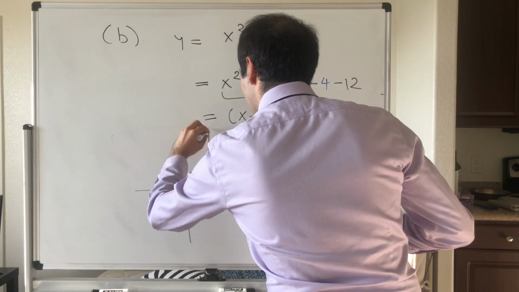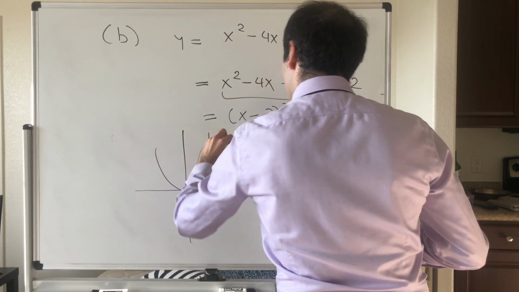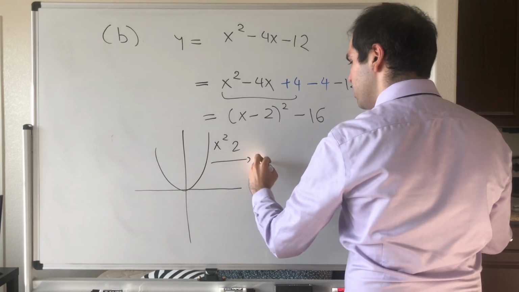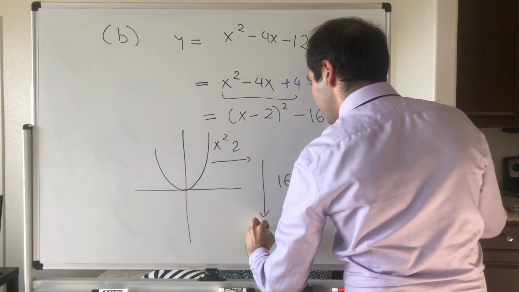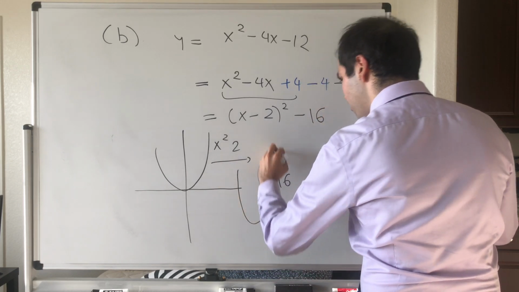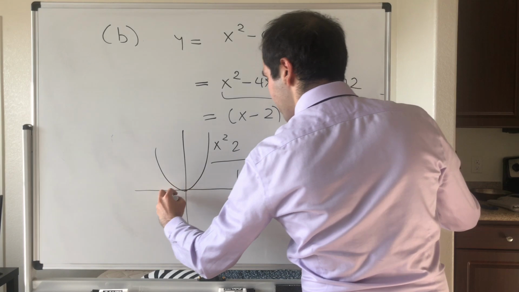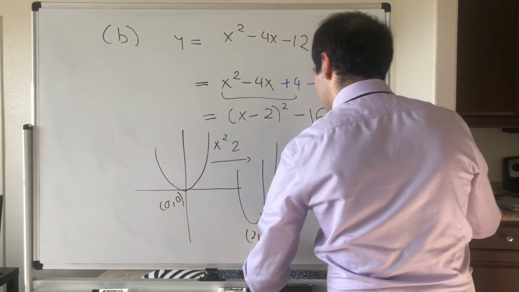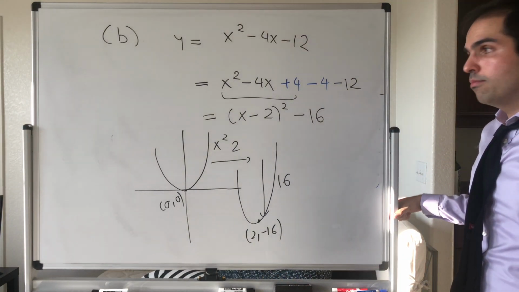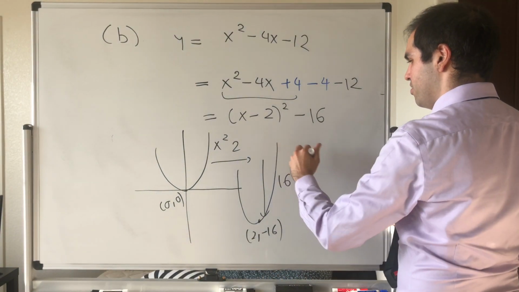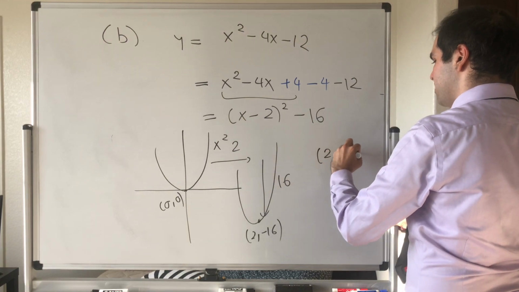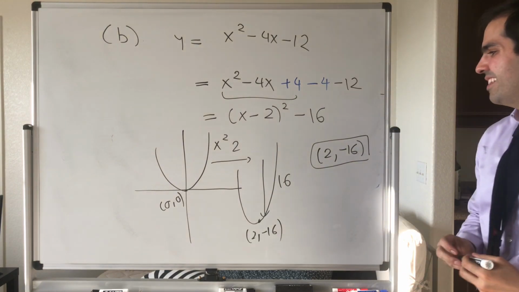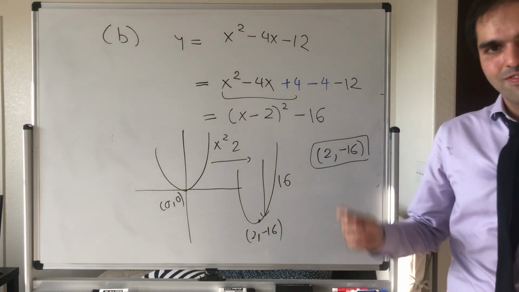So if you start with x squared, what this is telling you is shift it to the right by 2 units and down by 16 units. So the graph looks something like that. And in particular, the vertex (0, 0) becomes a vertex (2, minus 16). And that is the answer. So the answer is (2, minus 16), because you shift it to the right and you shift it down. That's how it goes.